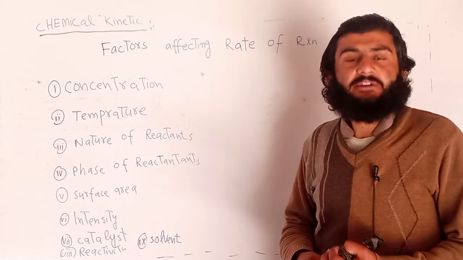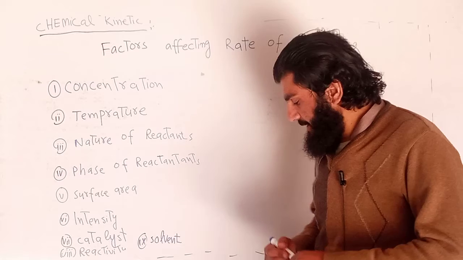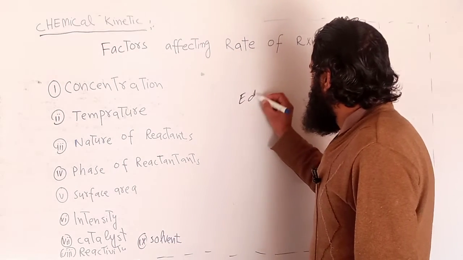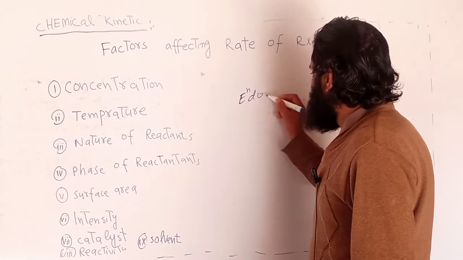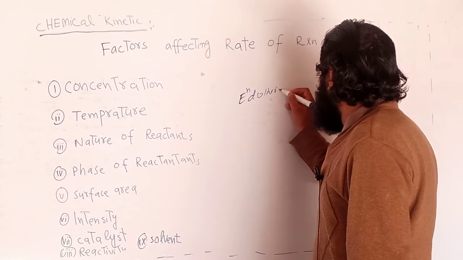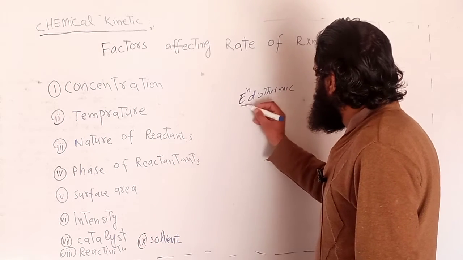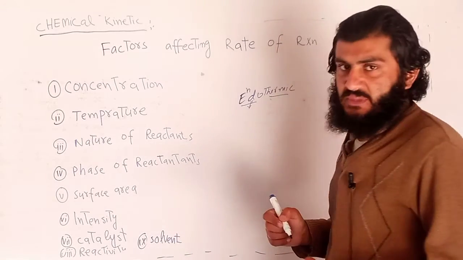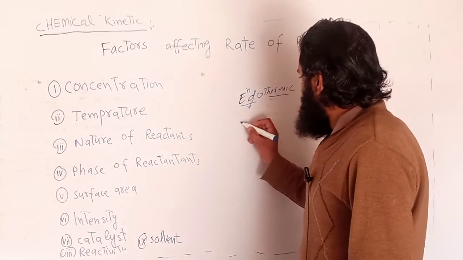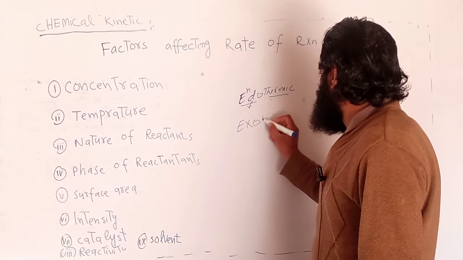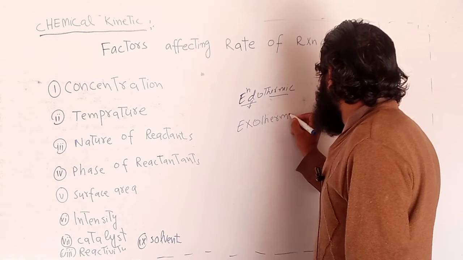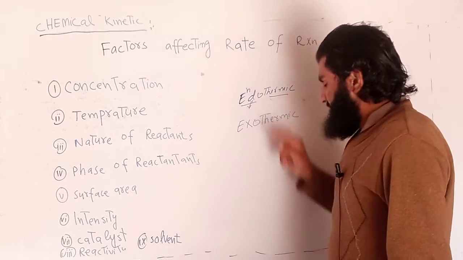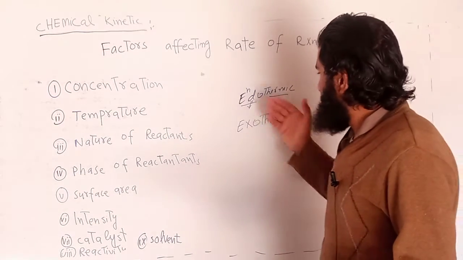So for temperature, there are basically two types of reactions: endothermic and exothermic. Clear? One type is endothermic. Endo means inside, thermic means heat. Clear? Endothermic. And the other one is exothermic.